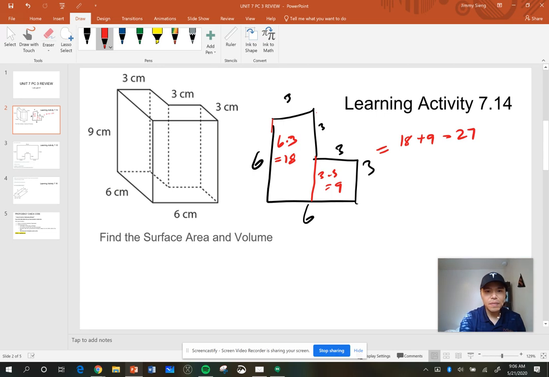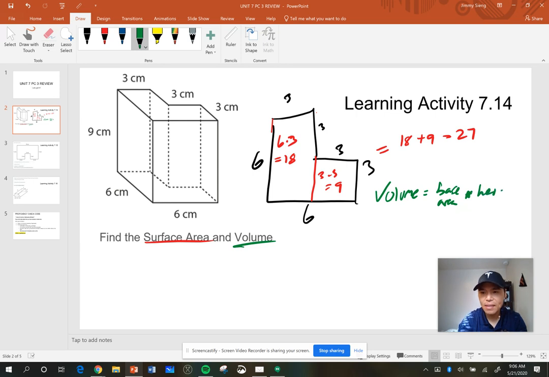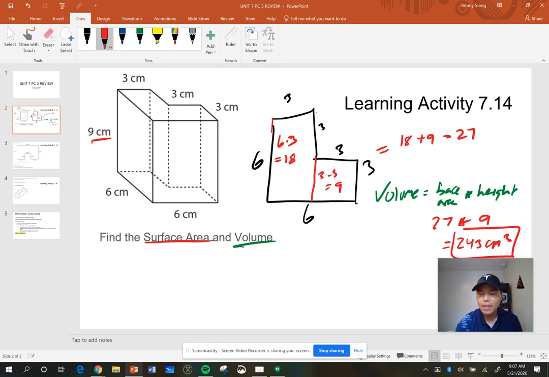Okay, so if we're trying to find the surface area, remember we need to get a net. Actually, let's get the volume first. Volume is pretty easy. So the volume, remember, is equal to your base area times your height. Well, we just found the base area of 27. What's going to be my height? If you said 9, you are correct. Right, so my height is 9. Therefore, I have 27 times 9, which is equal to 243 centimeters to the third power. In the PC, you just need to give me a number, right?